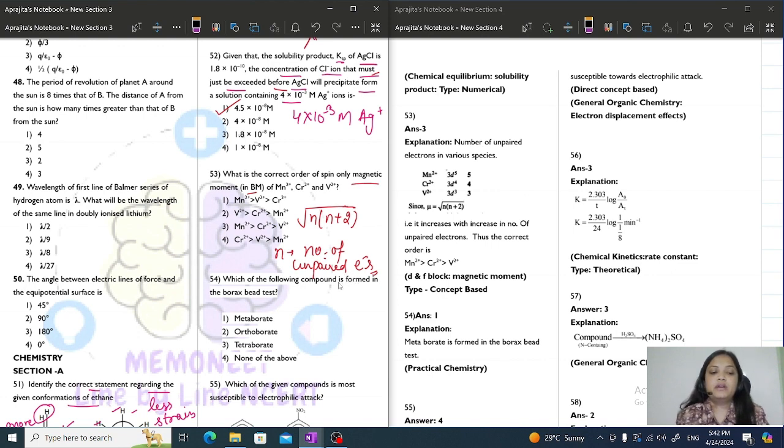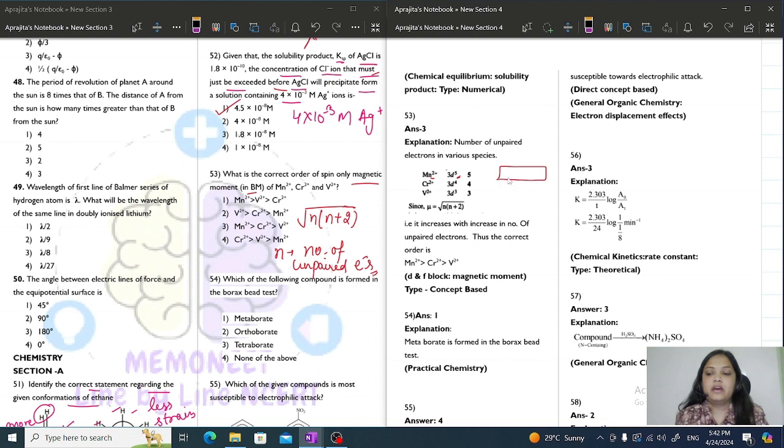So here, if we see Mn2+, manganese is 3d5 4s2. So Mn2+ would be 3d5 and there would be 1, 2, 3, 4, so there would be 5 unpaired electrons. Now in chromium 2 plus there are 4 unpaired electrons because it's 3d4, and in vanadium 2 plus there will be 3 unpaired electrons.